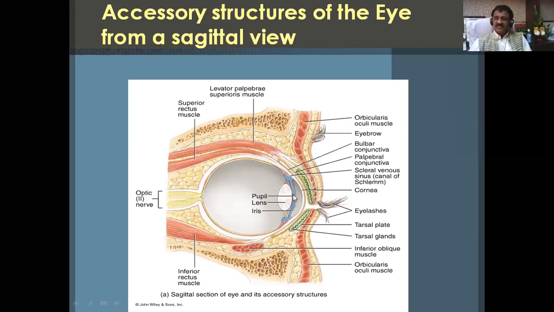And then you can see the remaining parts. Here you can see the eyelashes. You can see the tarsal plates which are located in the eyelids to make them tough. Okay, and there are tarsal glands also, and the optic nerve which is taking vision from the eye. Okay, and you can see the pupil, lens, iris. This diagram is also quite significant for the study of the eyeball.